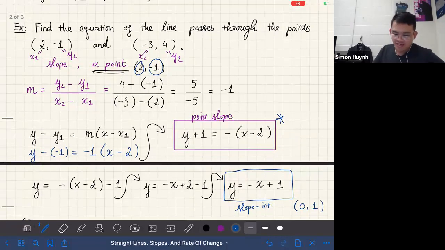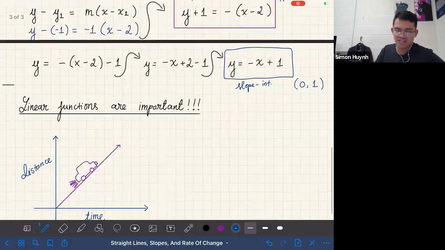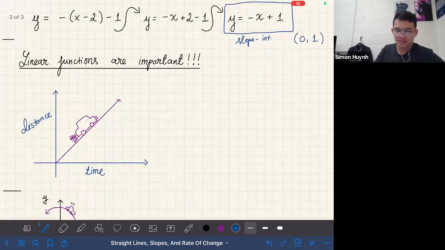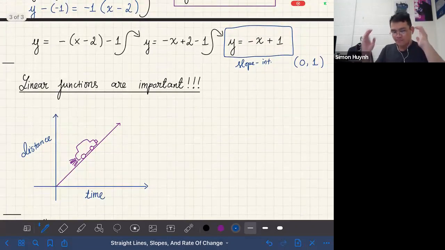So finally, I will just briefly talk about why linear functions are important. Why are we interested in spending a couple of weeks here studying linear functions? We see that linear functions are everywhere.